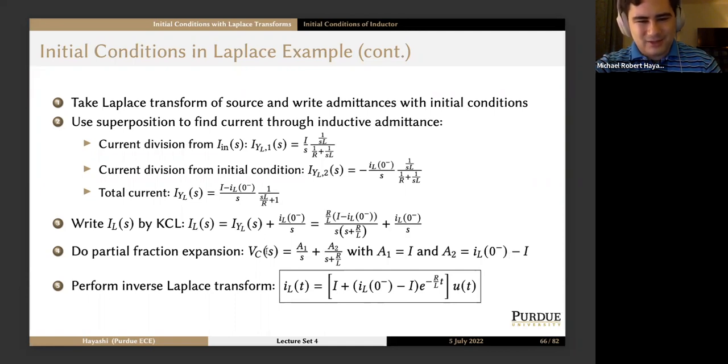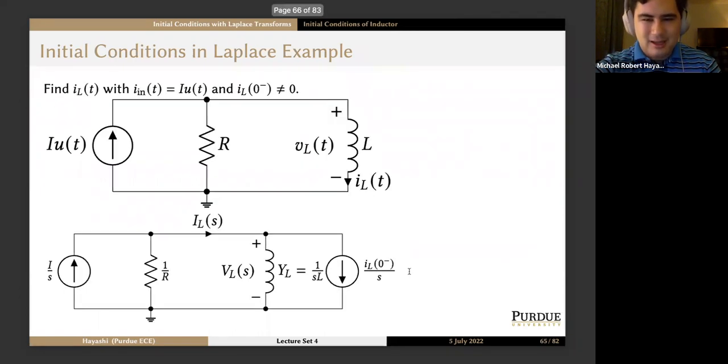So by inverse Laplace transform from our table, I_L of t is equal to, this becomes I times u of t, and this becomes I_L0 minus capital I times e to the negative R over L times t, u of t. And that is our answer. And this matches exactly the answer we would expect for a parallel RL circuit.